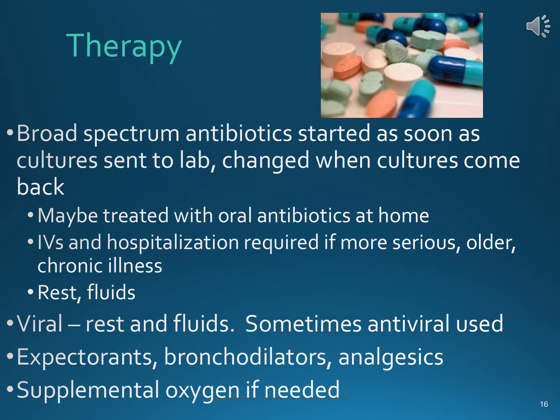Therapy for pneumonia, as I mentioned earlier, starts out with a broad spectrum antibiotic, started as soon as the cultures are sent to lab. So you take the culture first before you give your first dose of antibiotic. Then when the cultures come back, the antibiotic may be changed to something that the organism is a little more sensitive to. You can be treated with oral antibiotics at home for community-acquired pneumonia. If it's a more serious pneumonia, or if the person is older, has underlying chronic illness, IV antibiotics and hospitalization with supplemental oxygen may be required.